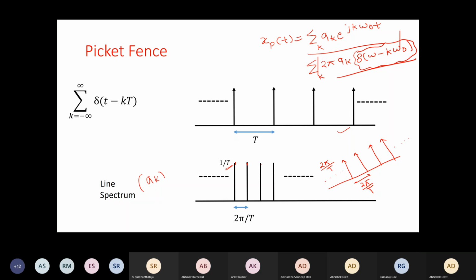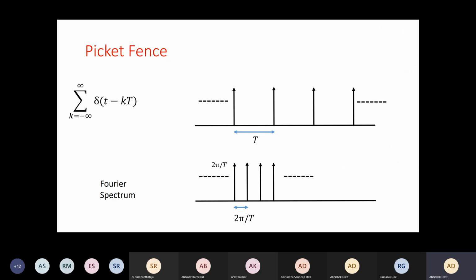Yes, sir. This is how you convert a line spectrum into a Fourier transform. If I look at the Fourier transform of this signal, it is this. These impulses are separated by 2 pi by T, and the impulses have a weight of 2 pi by T. So what is the Fourier transform of a picket fence? It is another picket fence.